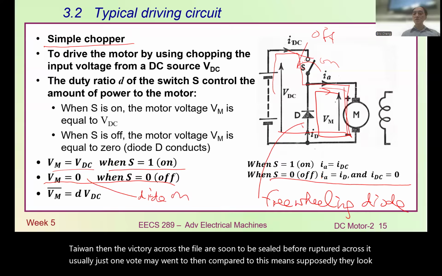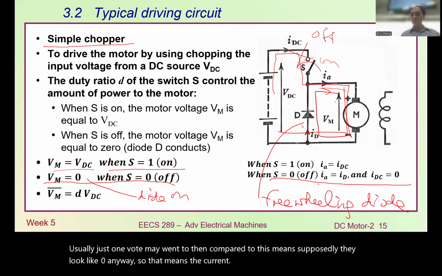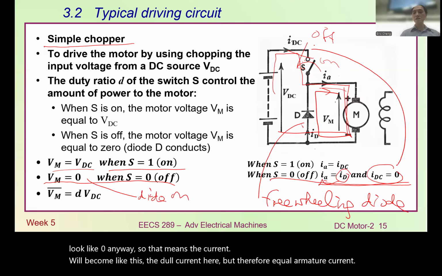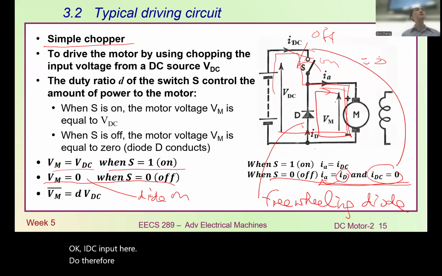So that means the current will become like this. The diode current here will therefore equal the armature current. Okay. IDC input here will therefore equal 0, like that. That was quite simple and straightforward.